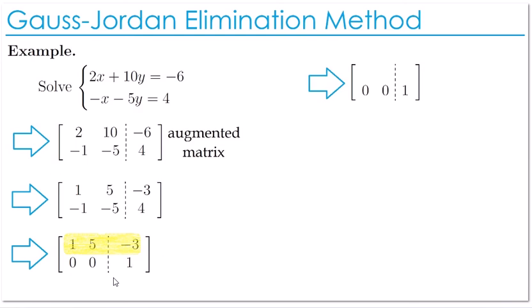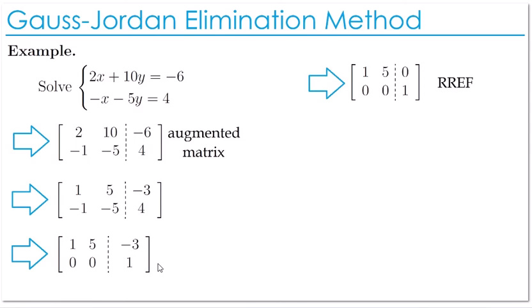So multiply 3 to our row 2 and then add it to our row 1. If we multiply 3 to our row 2, we have 0, 0, 3. Add it to our row 1, we have 1, 5, 0. Finally, we got the REF of our augmented matrix.